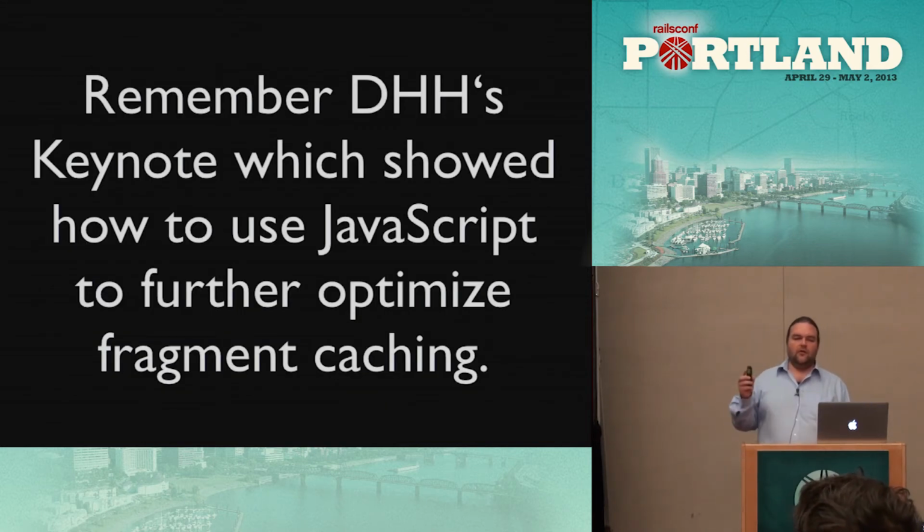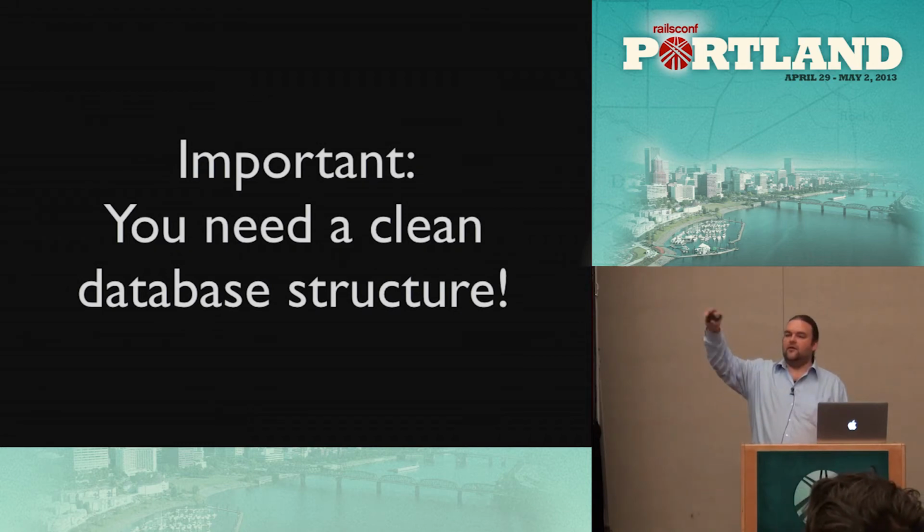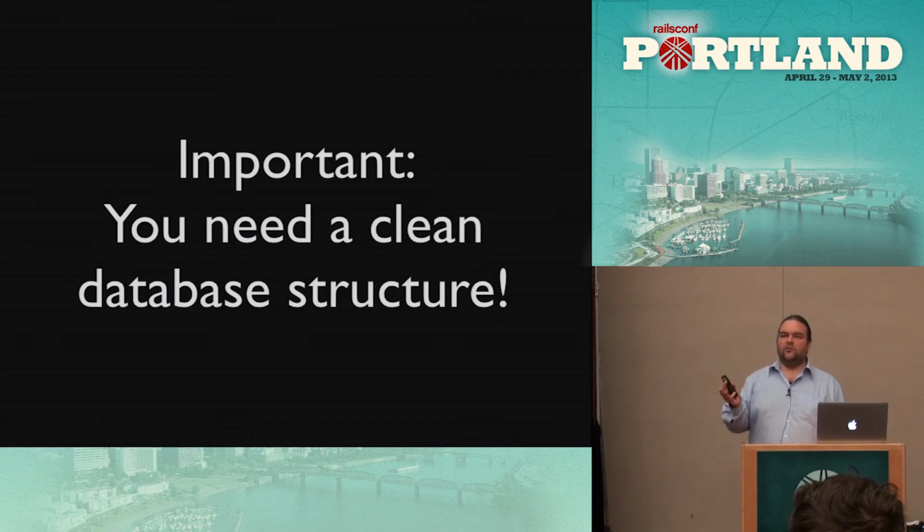Please remember what DHH said yesterday about JavaScript and how you optimize the result there. So the example was a timestamp. Fragment caching, you really have to think about that. What is the optimal result? And what is very important, you need a clean database structure. You want to be able to touch through your has many directories. Because otherwise, if you don't touch, you can't use it. That's very important.